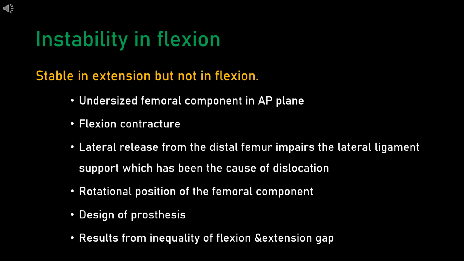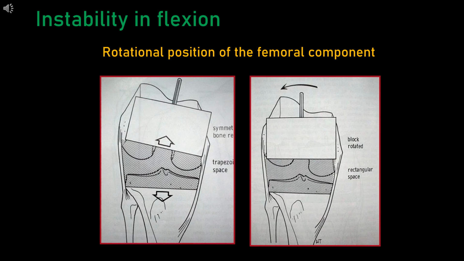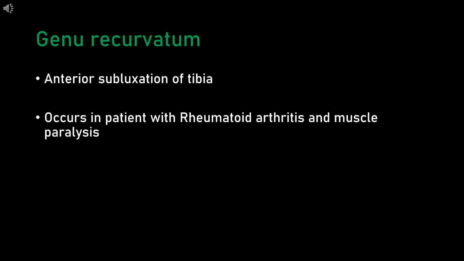Design of the prosthesis resulting in inequality of the flexion and extension gap can cause instability in flexion. An undersized femoral component in the AP plane causes instability. A downsized femur affects only the flexion gap, which results in instability in flexion. Rotational position of the femoral component causes instability in flexion.